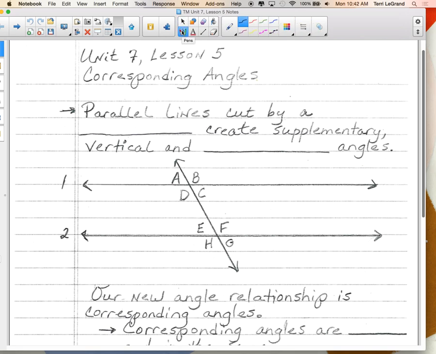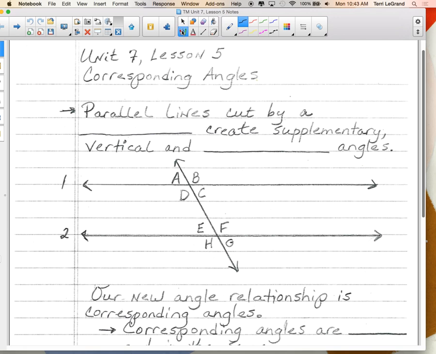Today, our learning goal says, I can determine corresponding angle relationships. We just reviewed vertical angle relationships and supplementary angle relationships. Today we're going to explore what corresponding angle relationships are, and then how we can use those to find missing angle measures in a drawing.